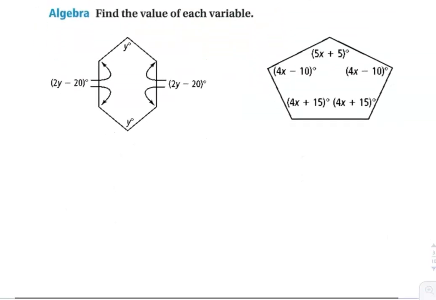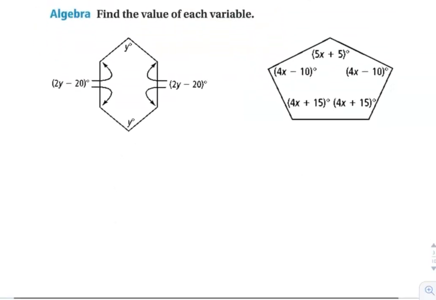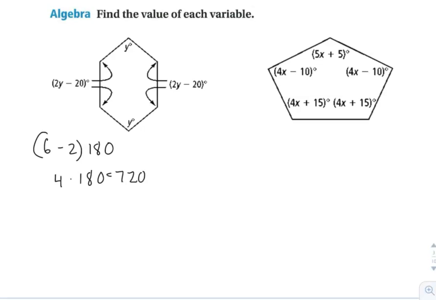Okay, a little algebra now before we move on to the next theorem. So here we're using the same process. Let's find the sum, and then we can figure out what y is. So let's find the sum. We have 1, 2, 3, 4, 5, 6 sides, minus 2 times 180, 4 times 180, which is 720. So we know that's the total.